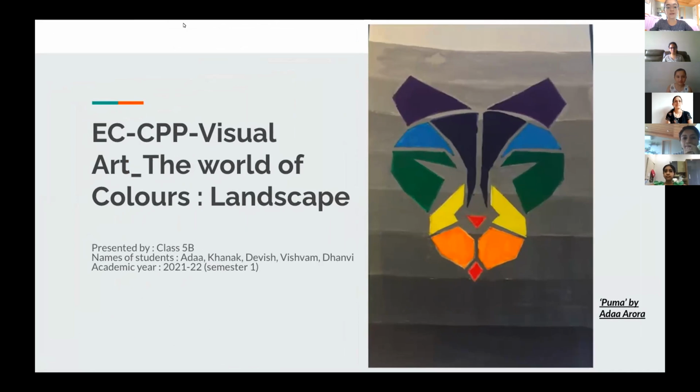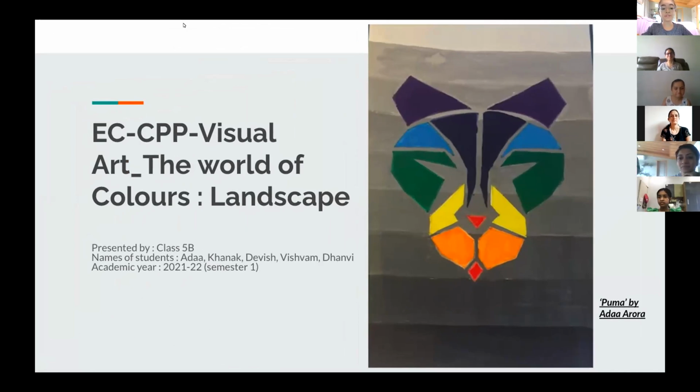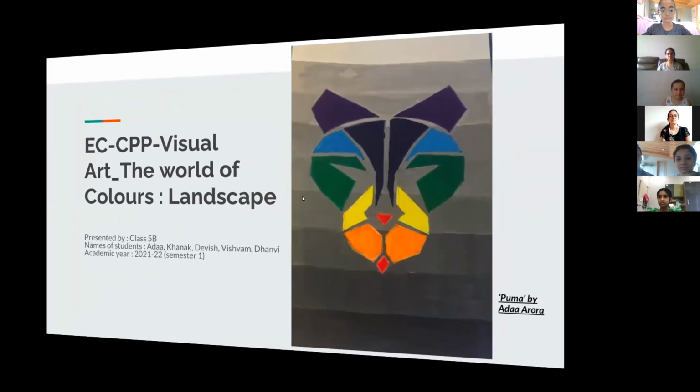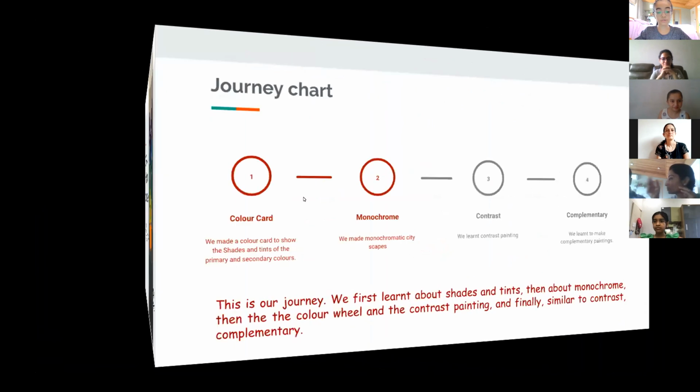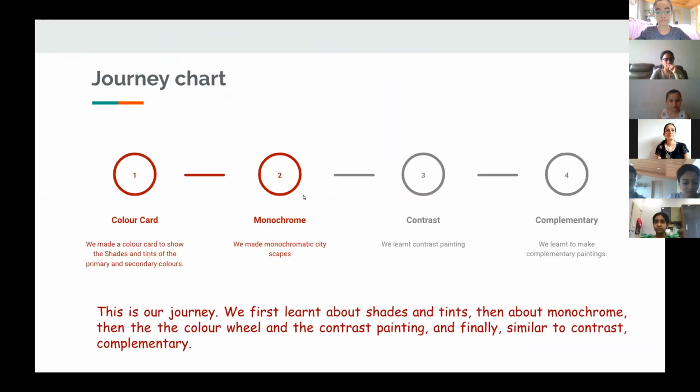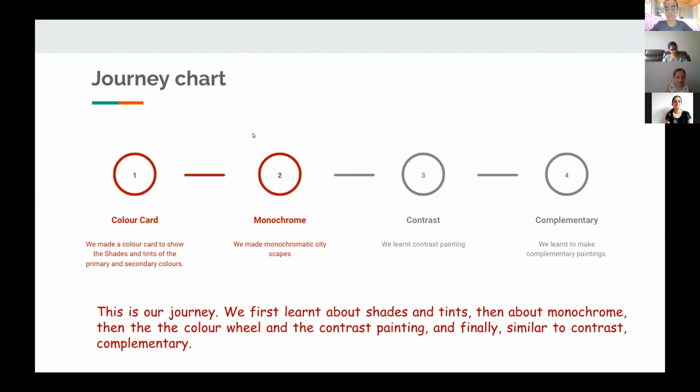Good morning, one and all. Visual Arts Group Landscape here, bringing you the presentation of the theme, The World of Colors. This is our journey. We first learned about shades and tints, then about monochrome, then the color wheel and the contrast painting finally. Similar to contrast, we learned about complementary paint.